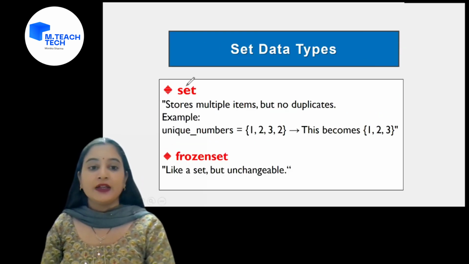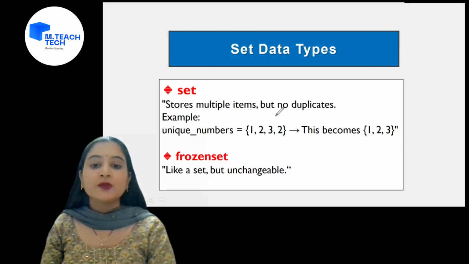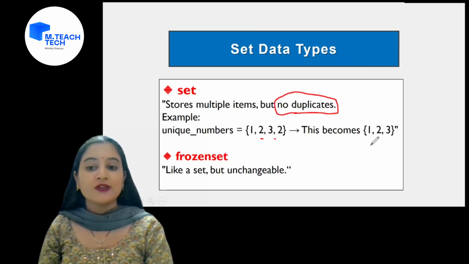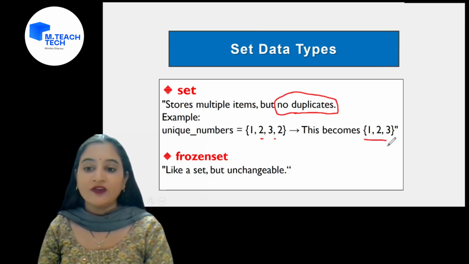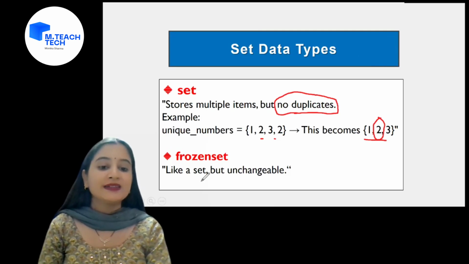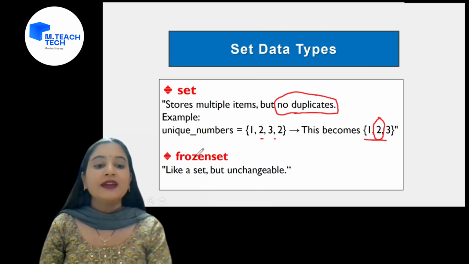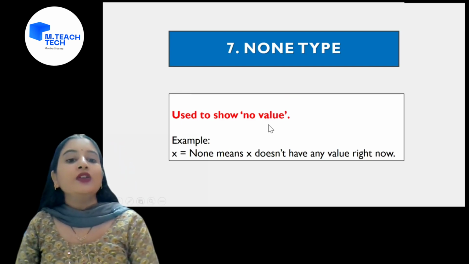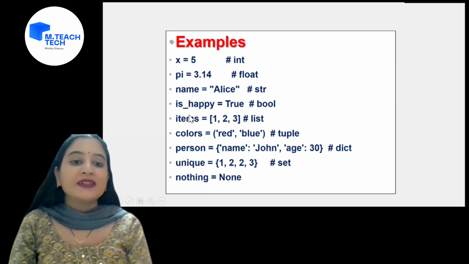Next is set data type, which stores multiple items but no duplicates. In set data type, you can't add duplicate items, unique numbers like 1, 2, 3, 2. So if you're writing any duplicate value here, what will it do? It will just change it to a single value. And the next is frozen set, like a set but unchangeable. It is similar to set but you can't change it, and there is also a data type used to show no value. There are some examples.